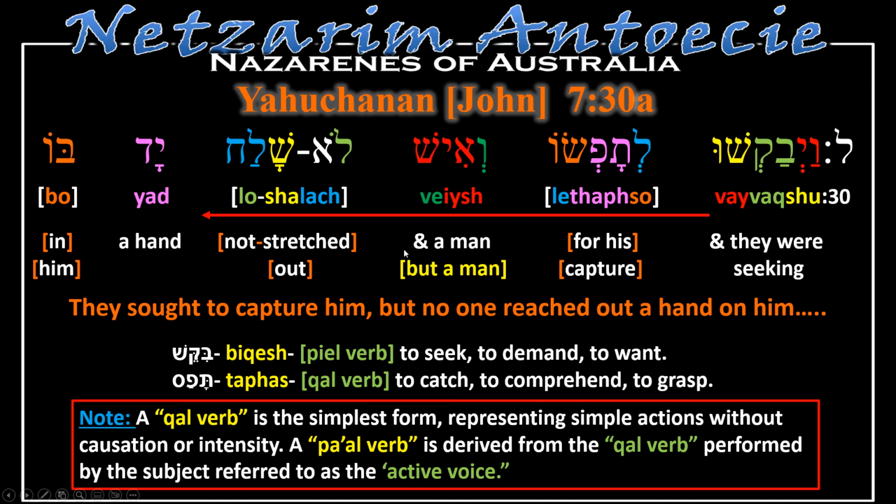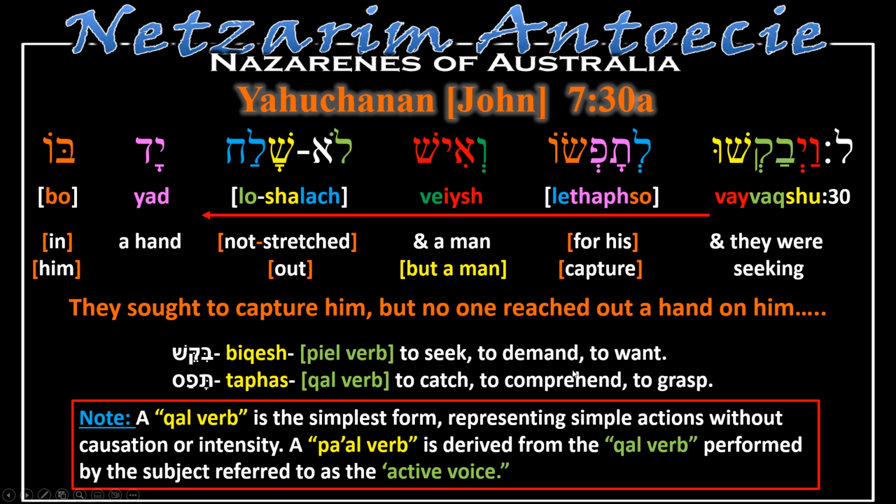Ve'ish, and a man, and it can be translated but a man, lo, not, shalach, stretched out or sent out, because it comes from shalach, meaning to send. So not a man sent out, yad, a hand, bo, in him or on him. So we have, they sought to capture him, but no one reached out a hand on him.